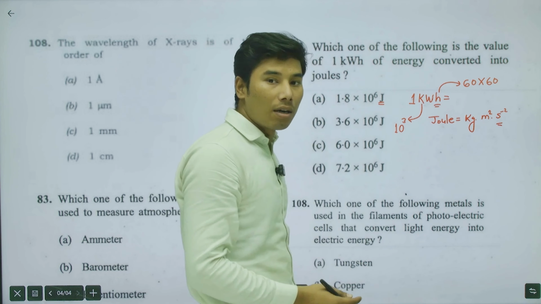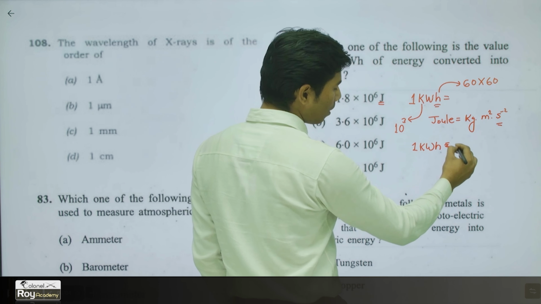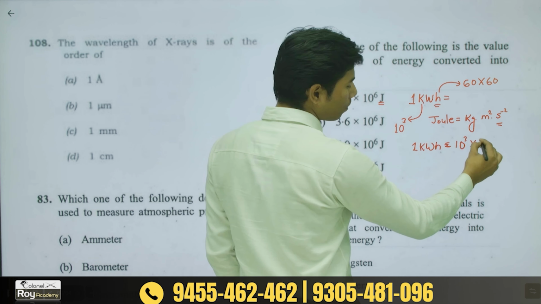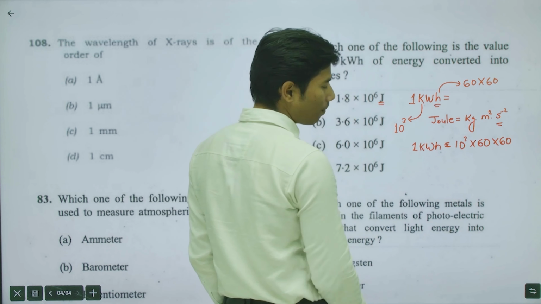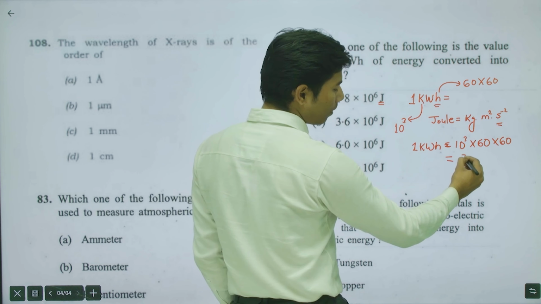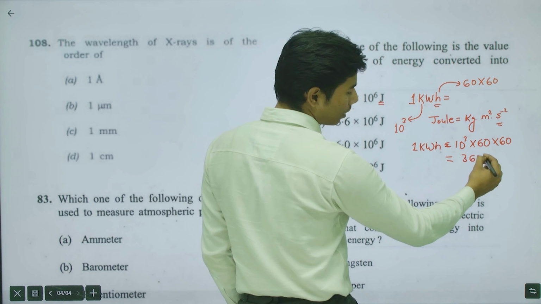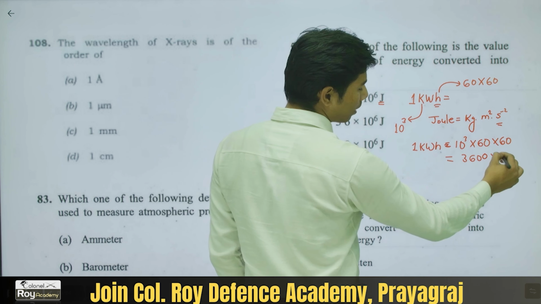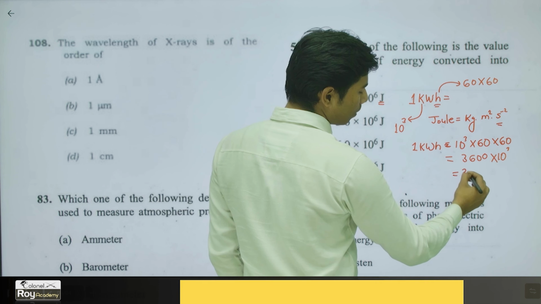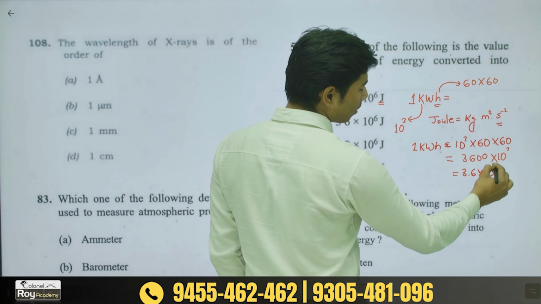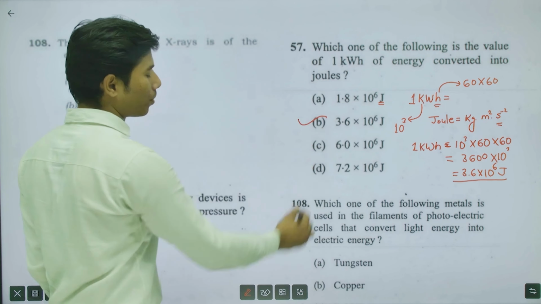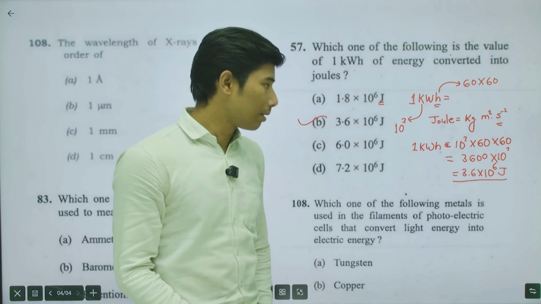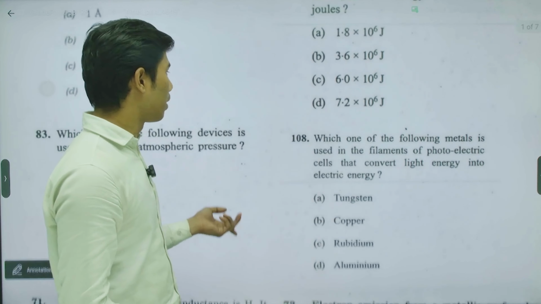So we can write here, 1 kilowatt hour is equal to 10 to power 3 into 60, that is the minutes, and another 60 we are multiplying for the seconds, so that will be equal to 3600 into 10 to power 3, and that will be equal to 3.6 into 10 to power 6 joule. So the right answer will be option B. I hope you are getting these easy questions.